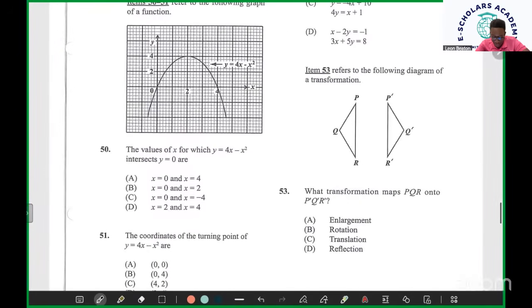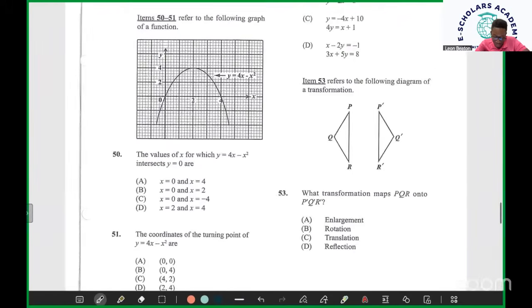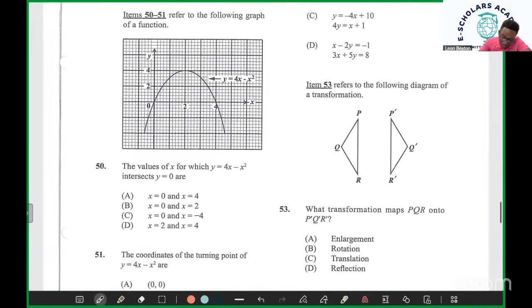The values of x for which y is equal to 4x minus x squared intersects y equals 0 are, so y equals 0. So y equals 0 would be this line that crosses through right here. So the values would be the 4 and the 0, x equals 4 and 0, which is simply A.